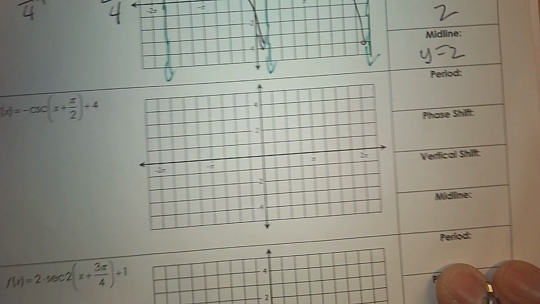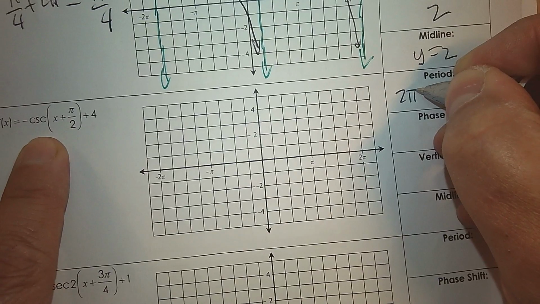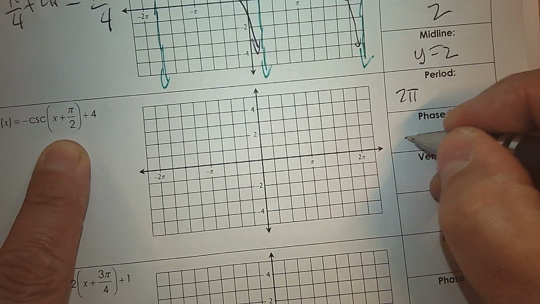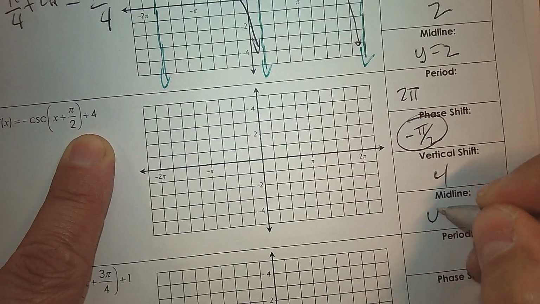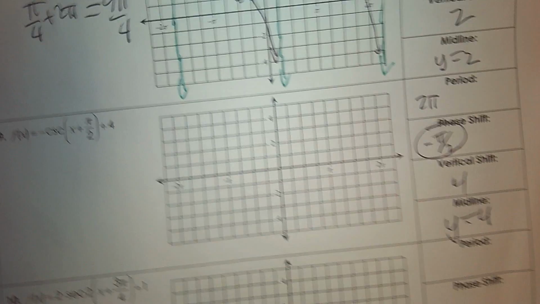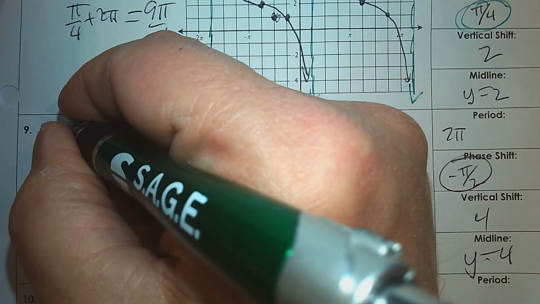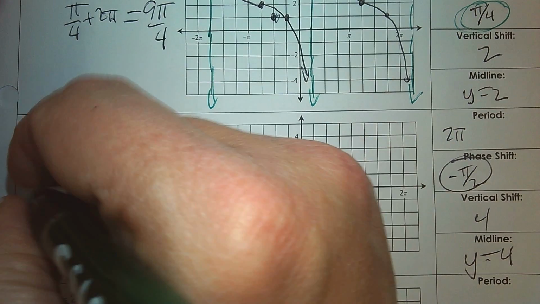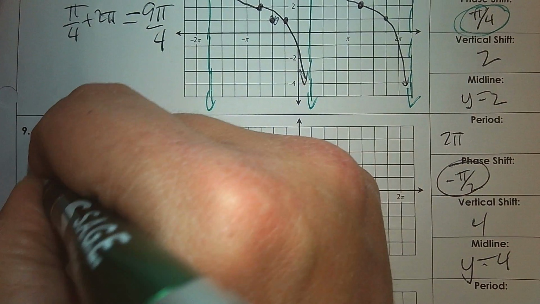All right, number 9. The period would be 2 pi. Nothing would change that. The phase shift is negative pi over 2. That tells me where I'm starting. The vertical shift is 4, so it goes up. That's my midline. If I want to know my upper vertex, it would normally be 1, the absolute value of that, and then I'm going to add 4. So my upper vertex is at 5.